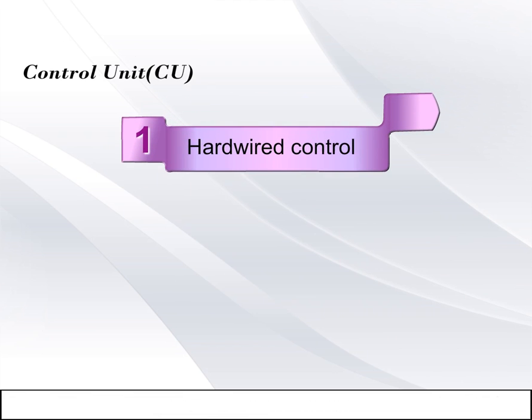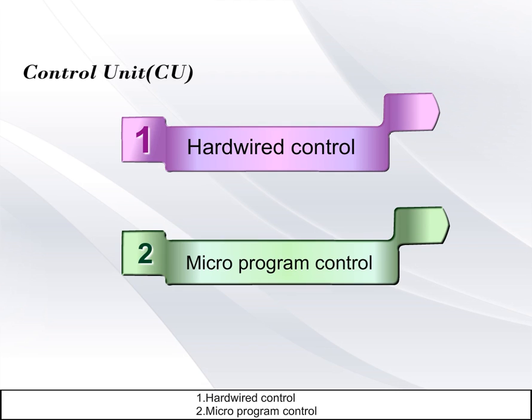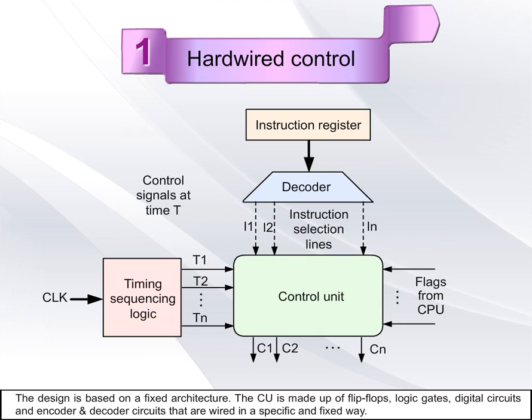Control unit is designed in two ways: hardwired control and microprogram control. Hardwired control. The design is based on a fixed architecture. The CU is made up of flip-flops, logic gates, digital circuits, and encoder and decoder circuits that are wired in a specific and fixed way.